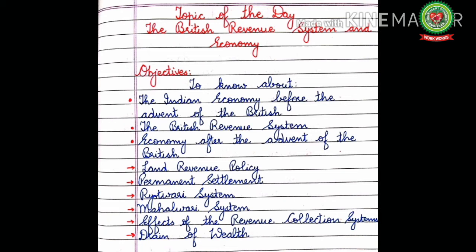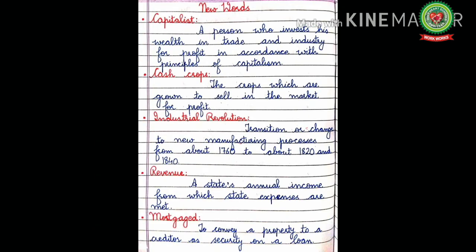The main objectives of today's topic are you will come to know about the Indian economy before the advent of the British revenue system, economy after the advent of the British, land revenue policy, permanent settlement, Ryotwari system, Mahalwari system, effects of the revenue collection system, and drain of wealth. But before starting today's topic, let us discuss the new words related to it.